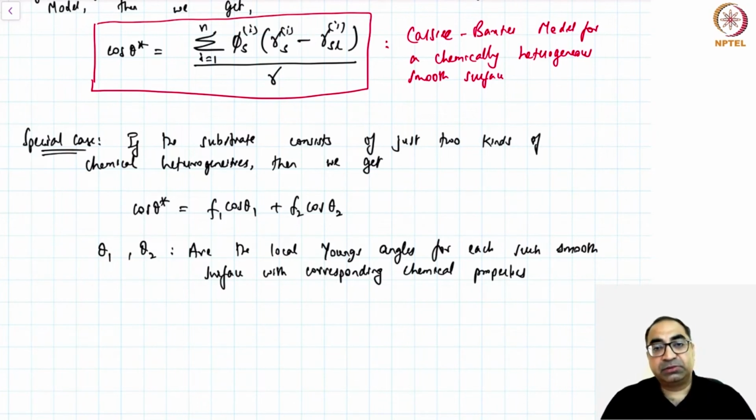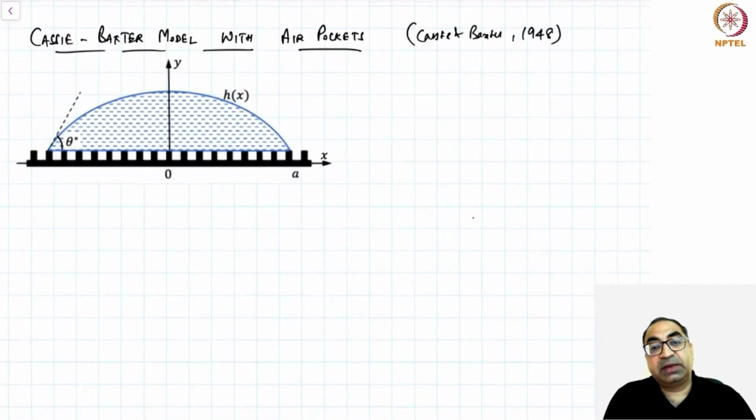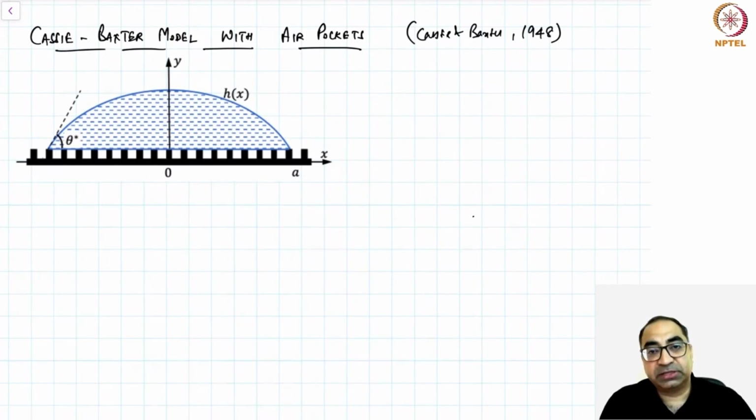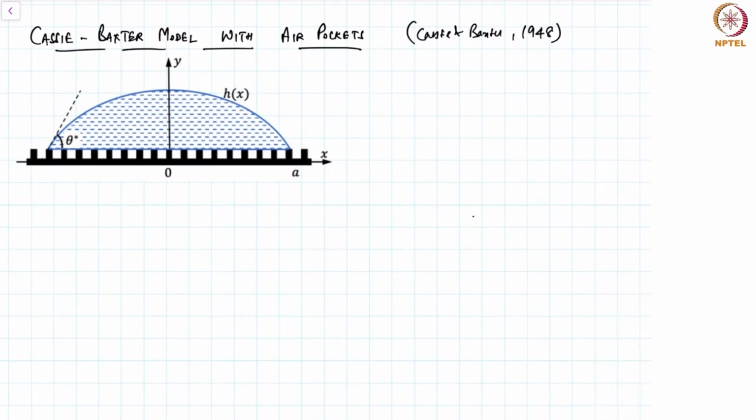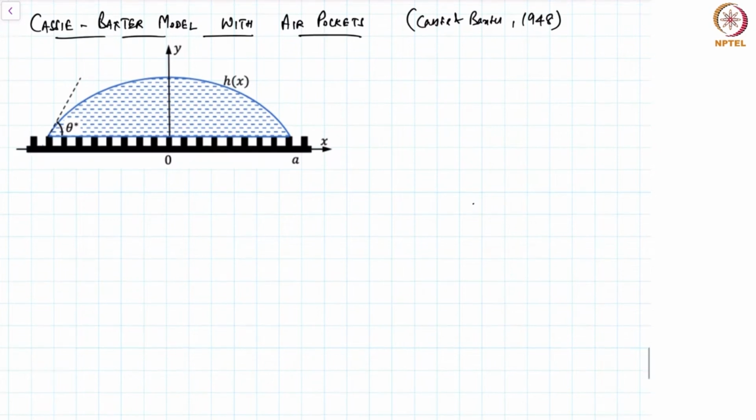So now we want to conclude this discussion using the Cassie-Baxter model with air pockets in the middle, and that's where we will start this lecture. So let me first begin by highlighting a small region, let's say a region very close to the solid surface. So a roughness element would be something like this.